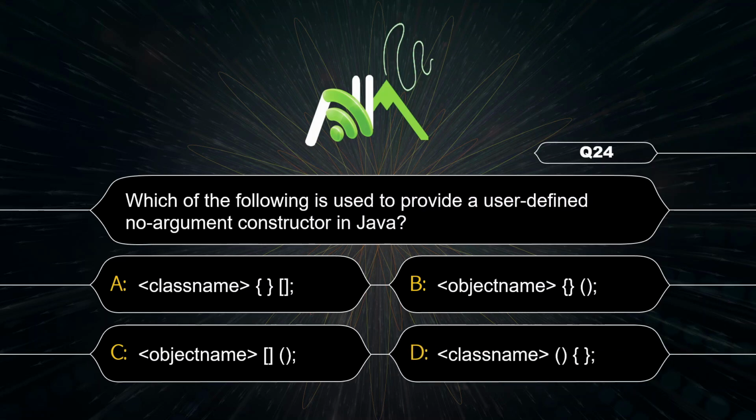Which of the following is used to provide a user-defined no-argument constructor in Java? This is again an important question. So the correct option is D, that is class name. It can be room or it can be school, and then it is followed by round brackets, and then curly brackets, and then end with semicolon. So the correct option is D.